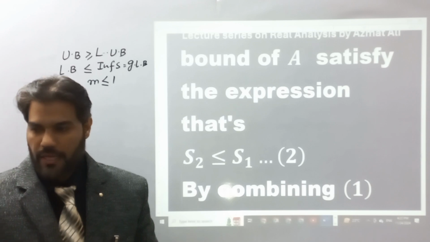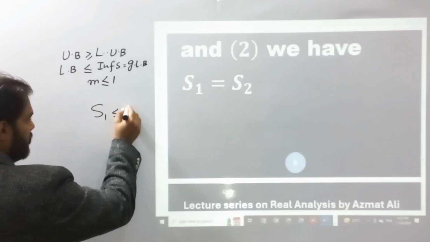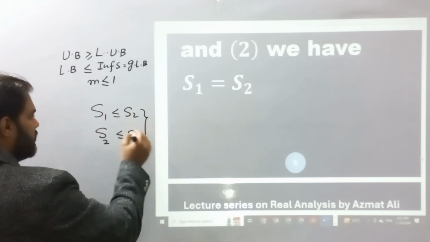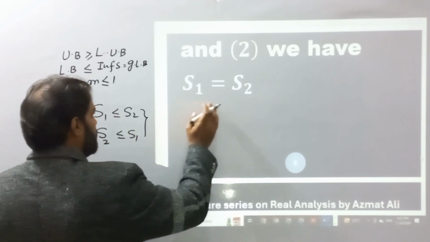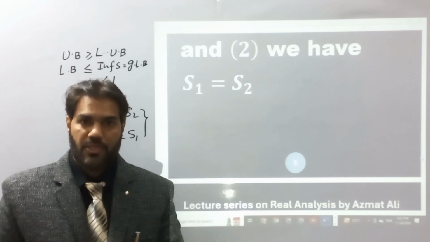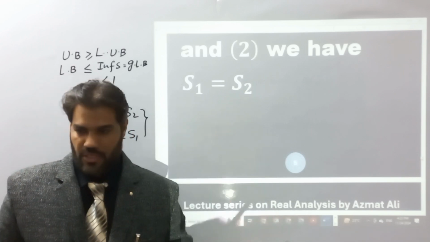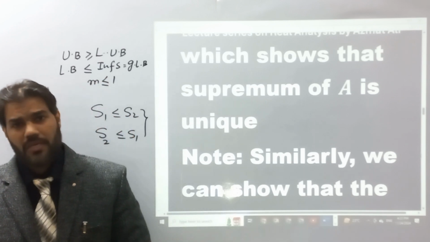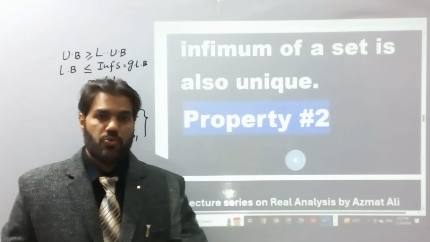Combining 1 and 2: inequality 1 was S1 less than or equal to S2, while inequality 2 is S2 less than or equal to S1. Both inequalities have a common case, that is equality. So S1 equals S2. This shows that the supremum of a non-empty subset of an ordered field is unique. These are not two suprema, they are the same. So this is the first property. Similarly, you can show that the infimum of a set is also unique.